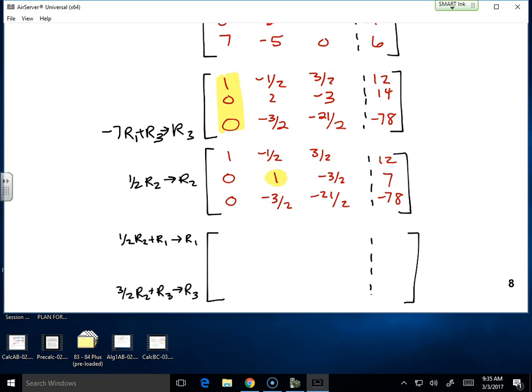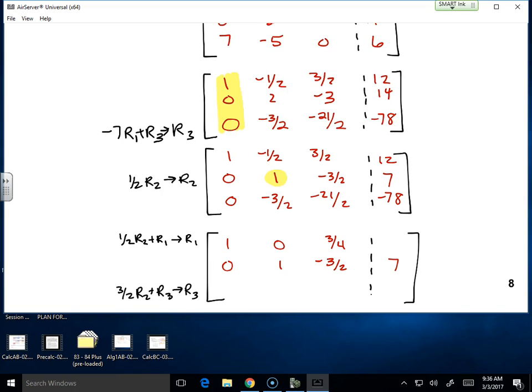1/2 times 0. Hey, row 2 stays the same. Let's just do 1. We can rewrite numbers. 1/2 times 0 is 0 plus 1 is 1. 1/2 times 1 minus 1/2 is 0. 1/2 times negative 3 halves is negative 3/4. Negative 3/4 plus 3 halves, multiplied by 2 over 2, is 6/4. Negative 3/4 plus 6/4 is 3/4.